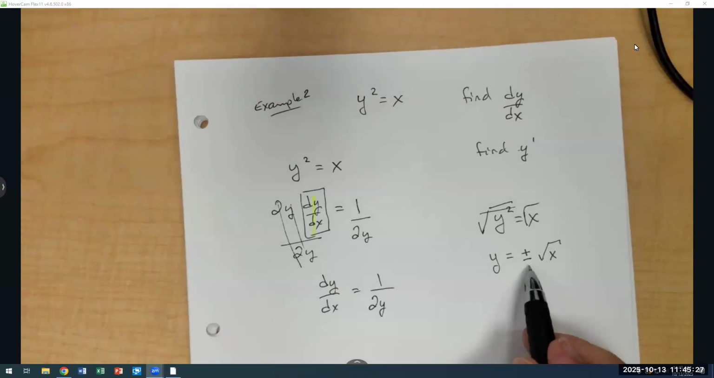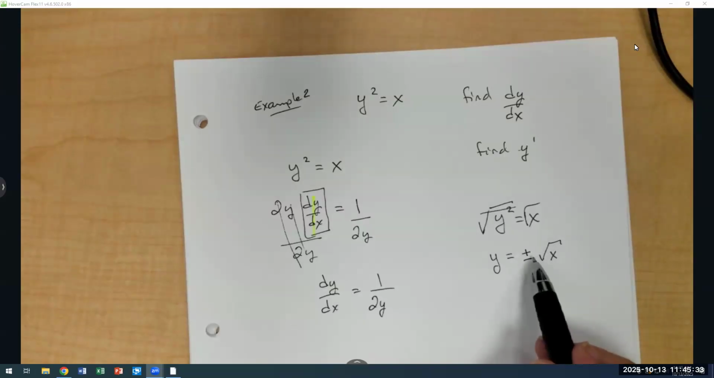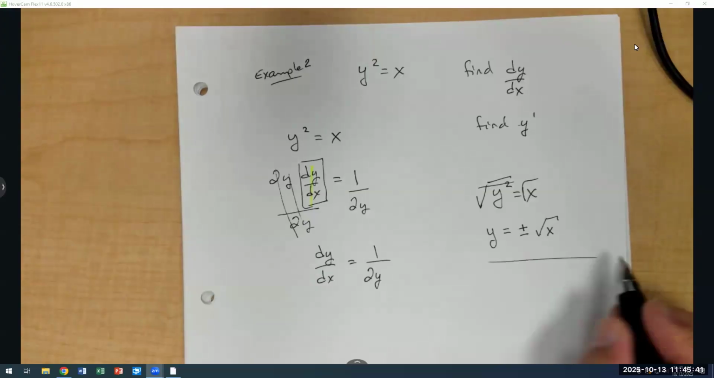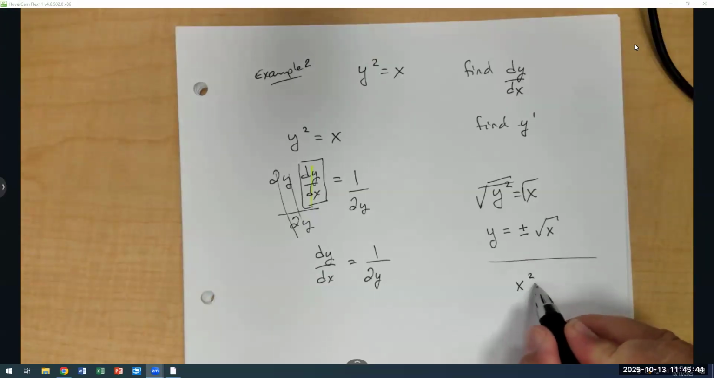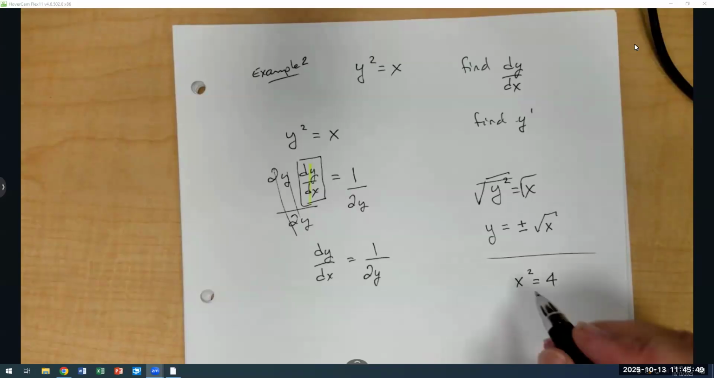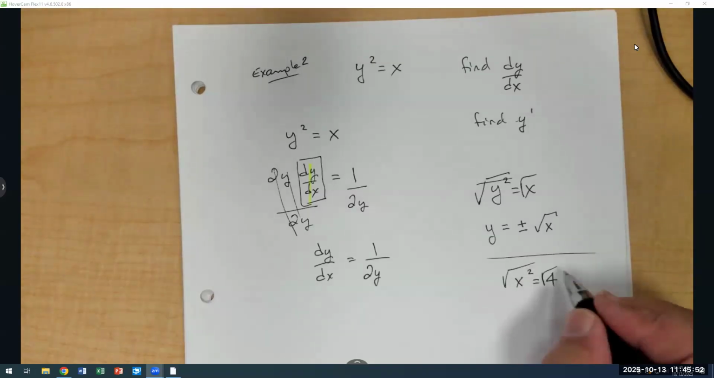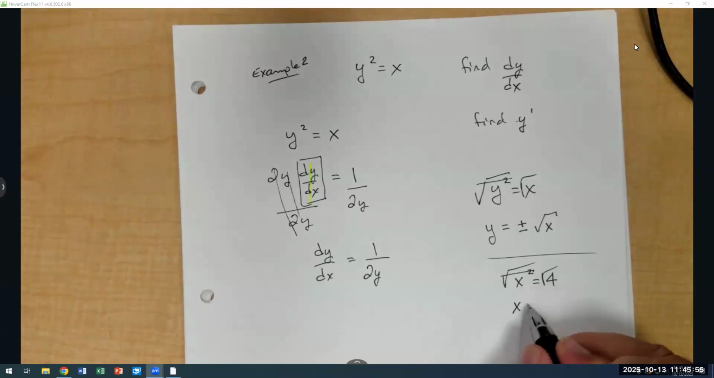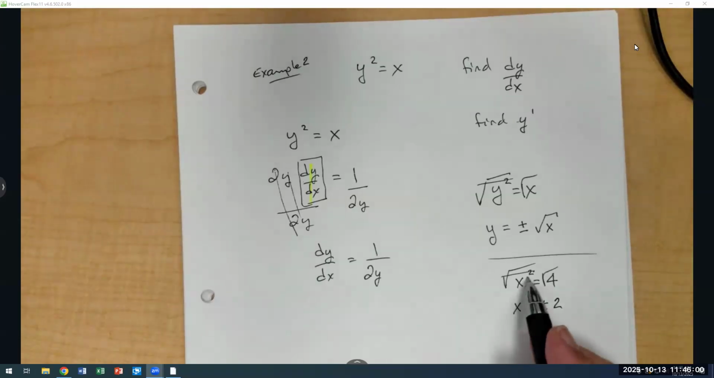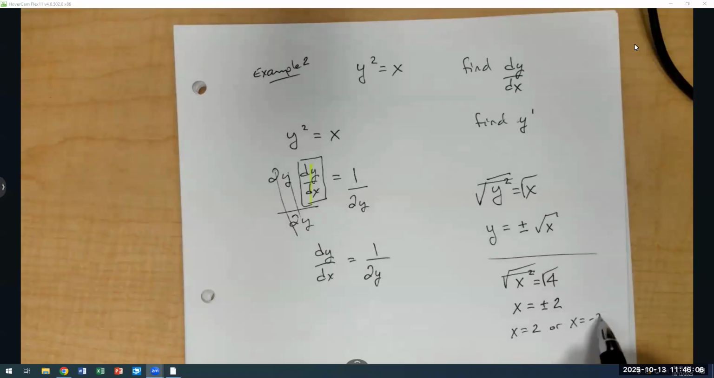The plus or minus. Everybody know why we put a plus or minus in front of it? Let's go review algebra again. If x squared equals 4, if I square root it, those cancel. Because now since it's squared, x can equal +2 or x can equal -2.